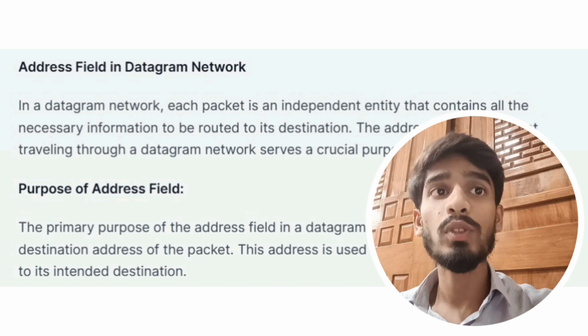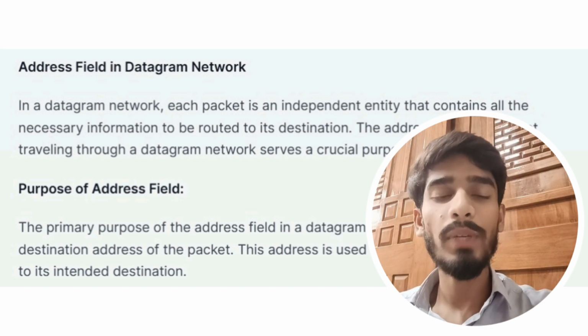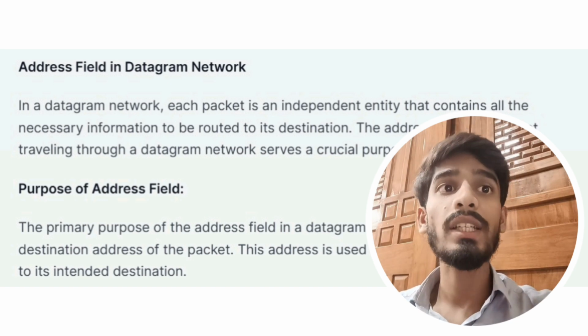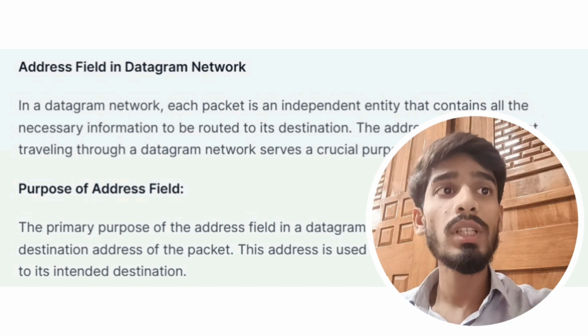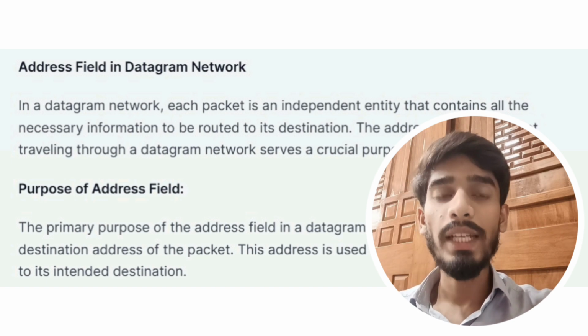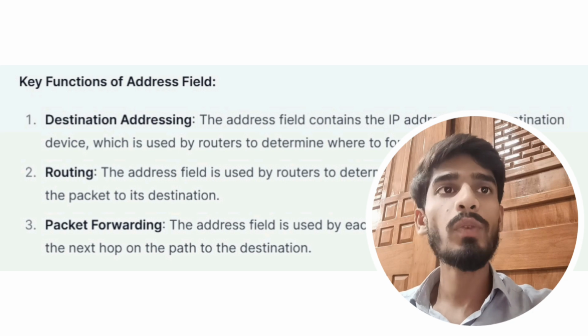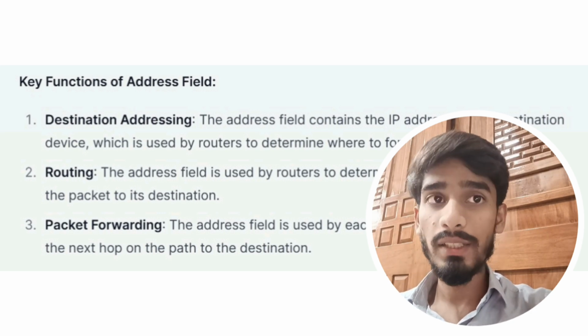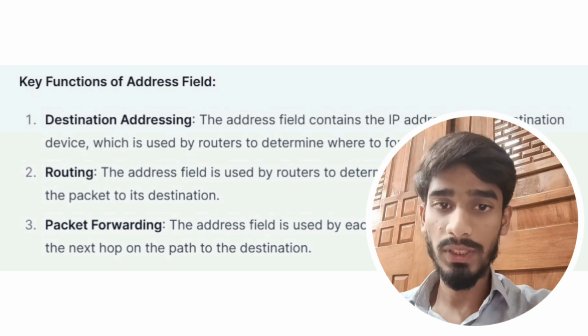Now, what is the purpose of the address field? The primary purpose of the address field in a datagram network is to specify the destination address of the packet. This address is used by the routers to forward the packet to its intended destination. Key functions of the address field: destination addressing, routing, and packet forwarding.